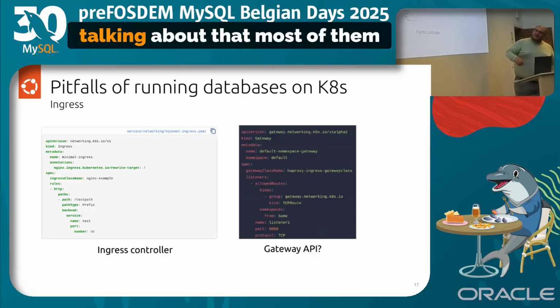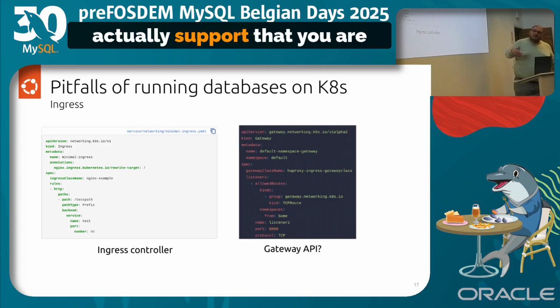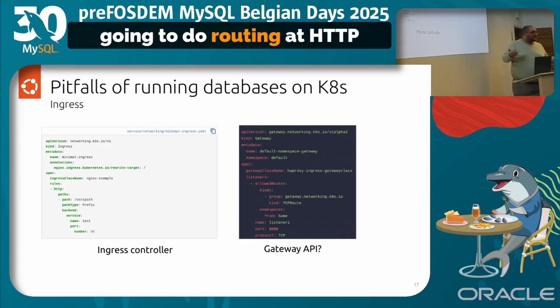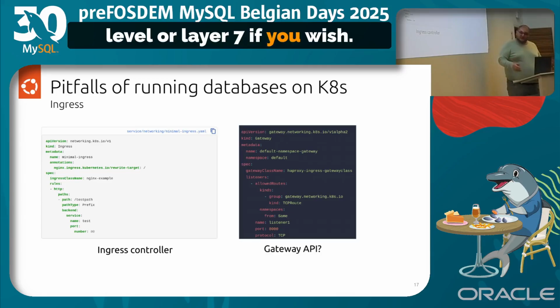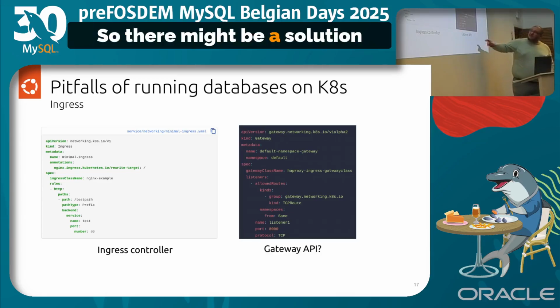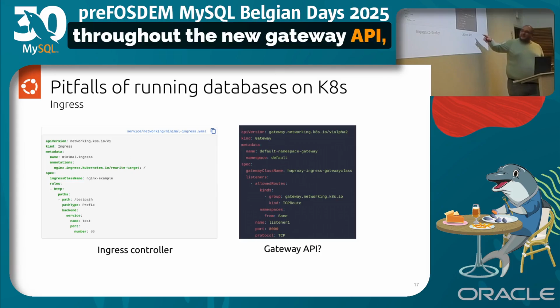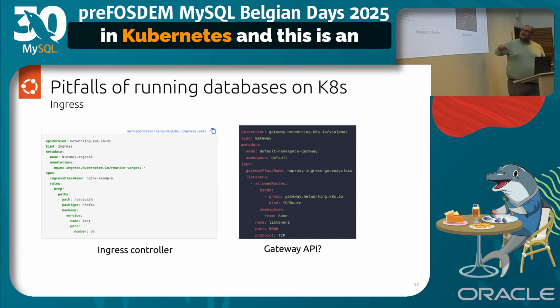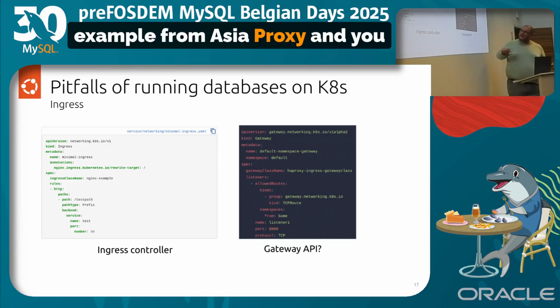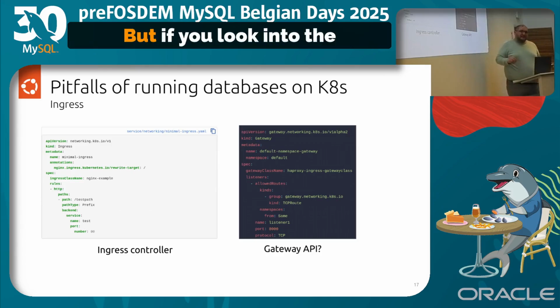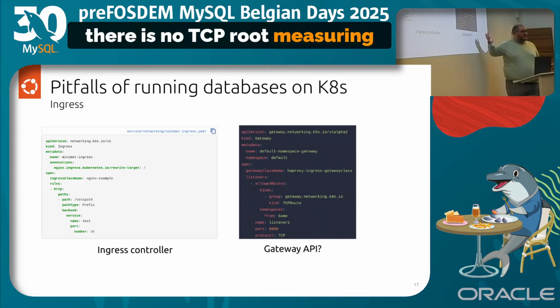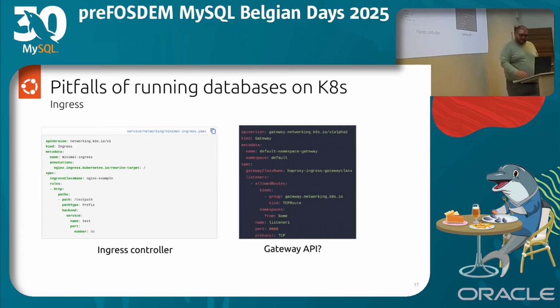And this is what I was talking about, that most of them support routing at the HTTP level, or layer 7 if you wish. So there might be a solution through the new Gateway API in Kubernetes. And this is an example from HAProxy. You see there is a TCP route. But if you look into the official Kubernetes documentation, there is no TCP route mentioned. They are still focusing on the HTTP one for now. Okay.